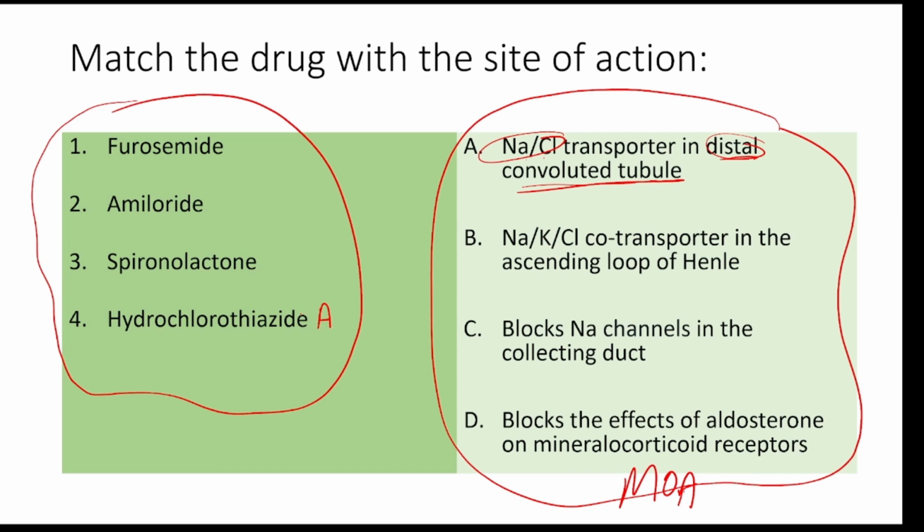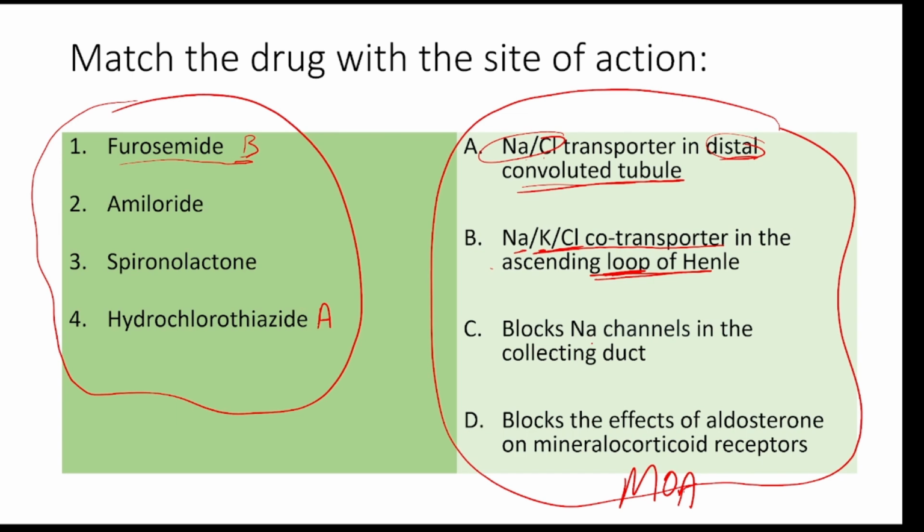Hydrochlorothiazide. Okay, this medication works on the sodium-potassium-chloride cotransporter in the loop of Henle. So which of the following on the list here belongs to the loop of Henle? If you said B, furosemide, you are correct. So A is our number one, and B is the correct answer here.